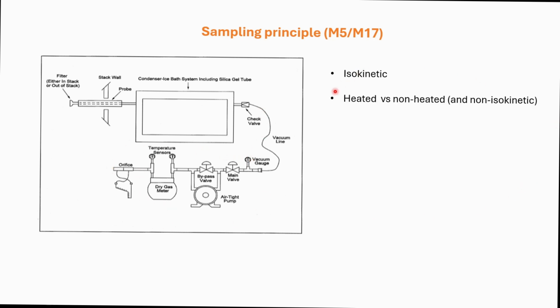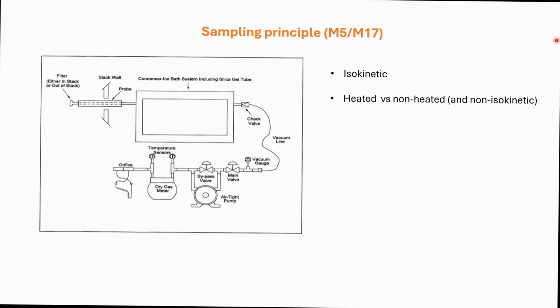The standard for this method is to use a heated sample line. The reason for this is you do not want any condensation in your probe. You want to be able to take the gas and keep it above its dew point until you get it into your condenser. There are conditions under which you can do non-heated probes or even non-isokinetic sampling.